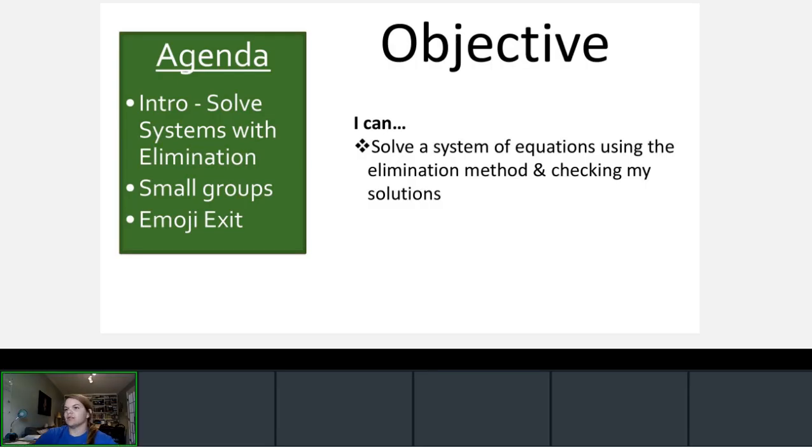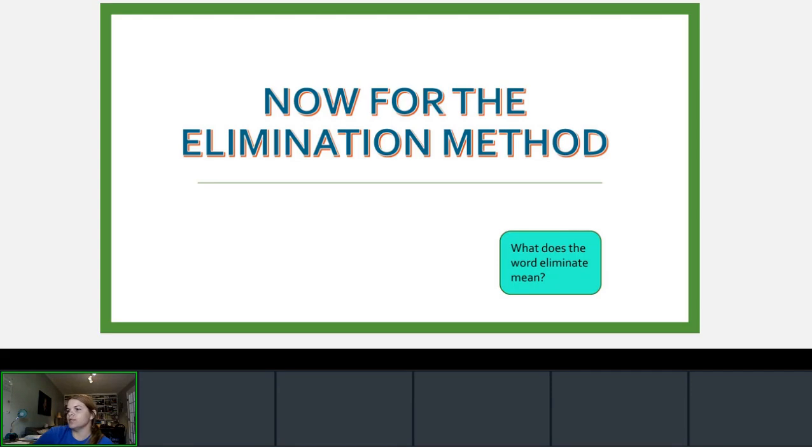Okay, we are going to talk today about a new method of solving systems of equations. By the end of this lesson, you will be able to solve a system of equations using the elimination method and check your solutions. So what does the word eliminate mean? Well, the word eliminate means to get rid of or cancel out.